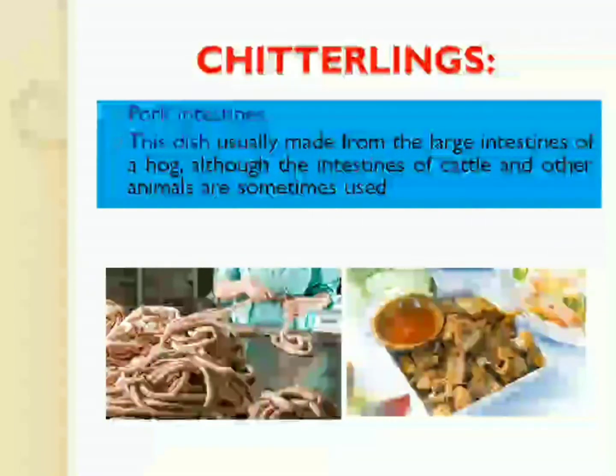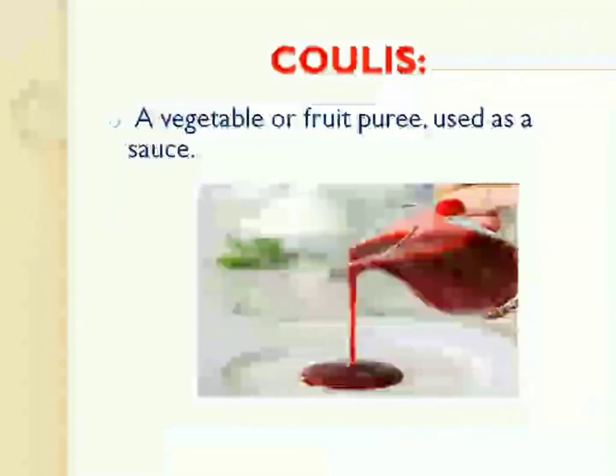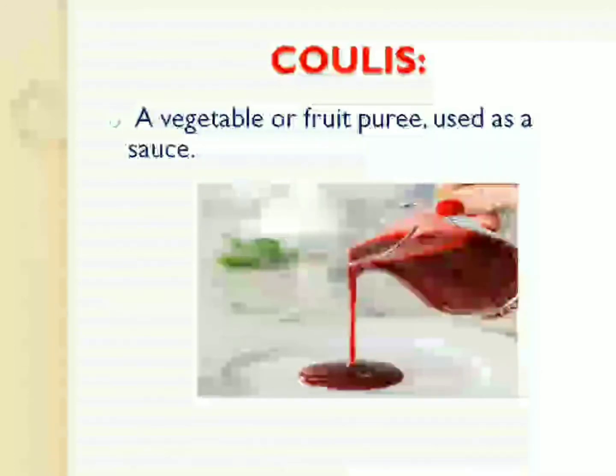Coulis. It is a form of thin sauce which is made from pureed or strained vegetables or fruits. A vegetable coulis is commonly used on meat and vegetable dishes, and it can be used as a base for soups or other sauces. Fruit coulis are most often used on desserts.